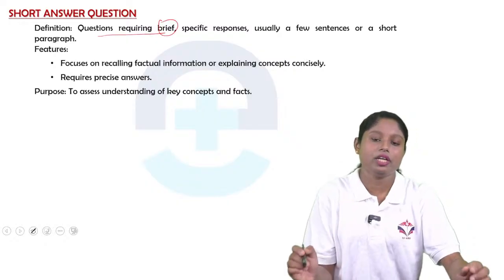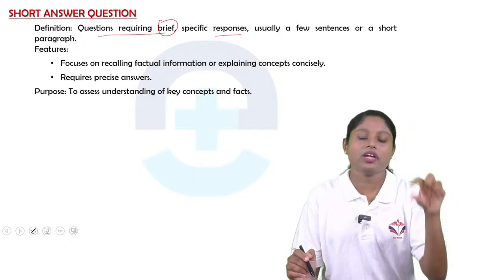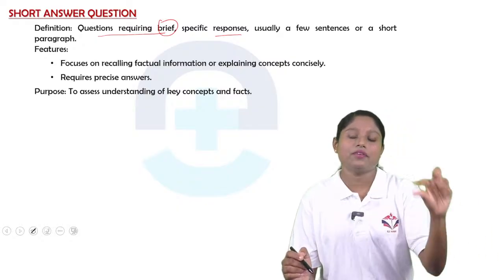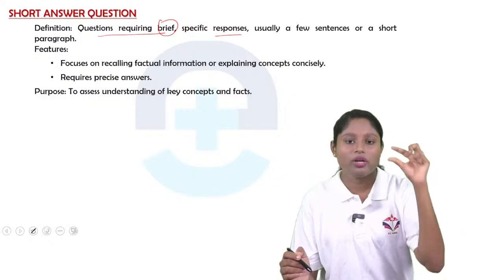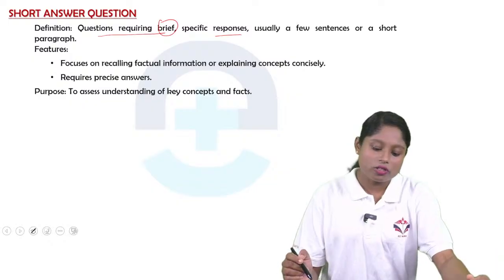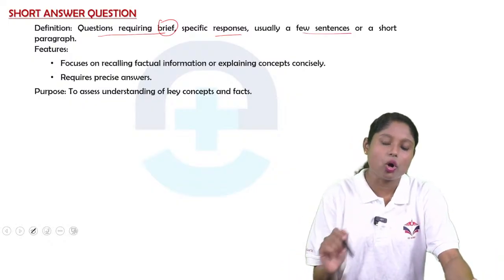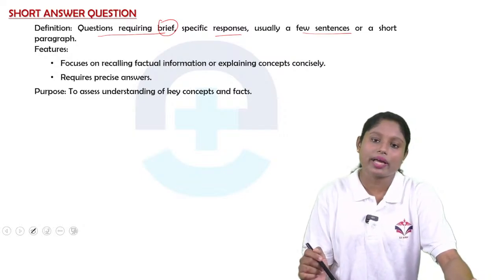So we need to have a short answer: a brief, specific response. If you are asked what is hypertension, only the definition is needed. That particular definition we need. That is, questions requiring a brief, specific response, usually a few sentences or a short paragraph. So that is a short answer question.